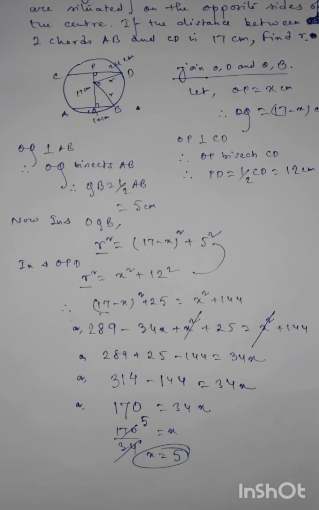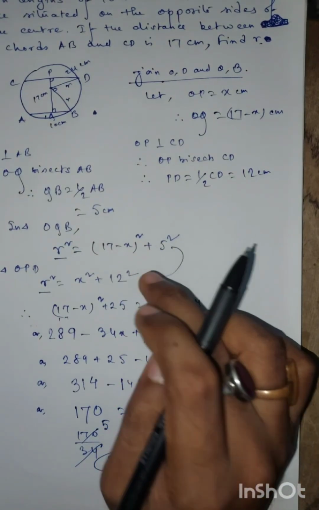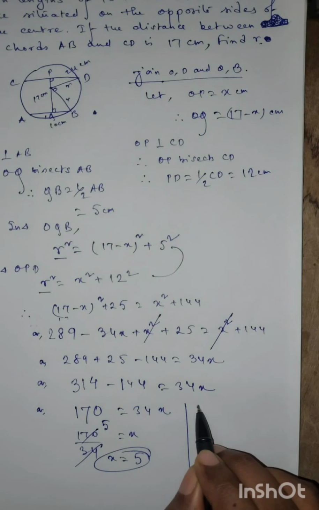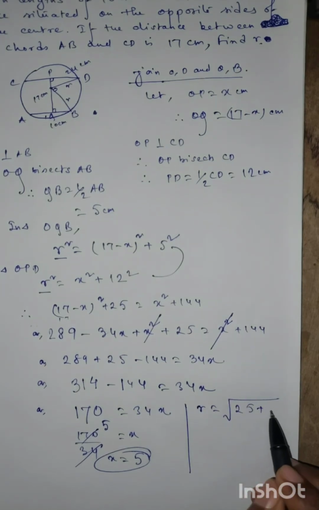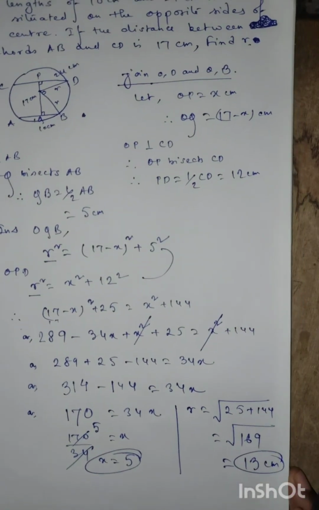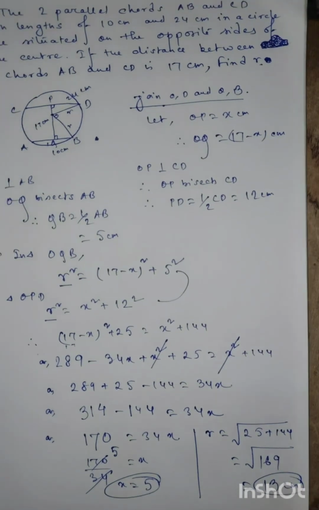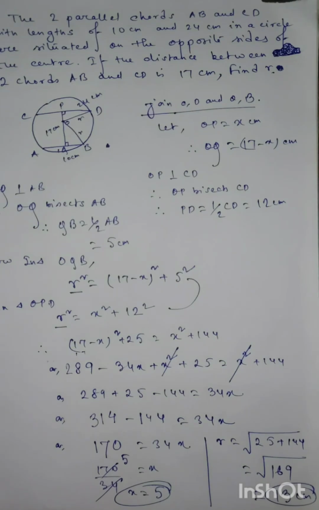So the length of the radius, we can put this value into any of these equations. So r equals root over x square plus 12 square, that is 144. So the radius is 13 centimeter. I hope this question is clear to you. Now let us proceed to the next question, question number 11.